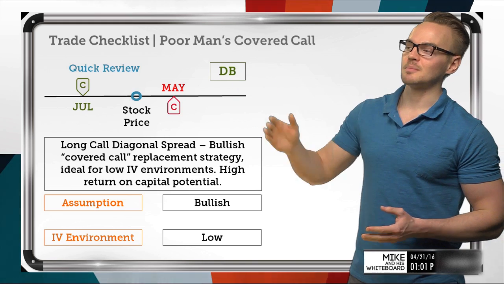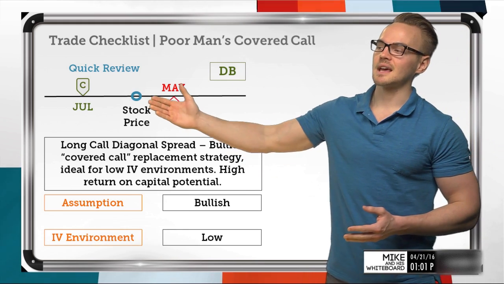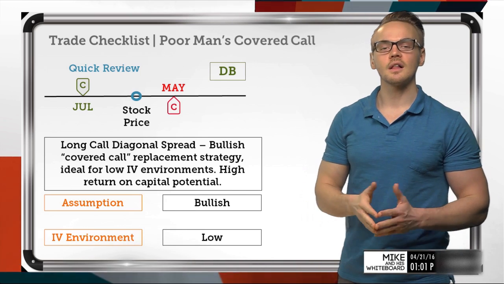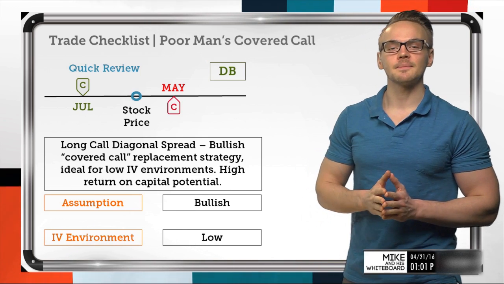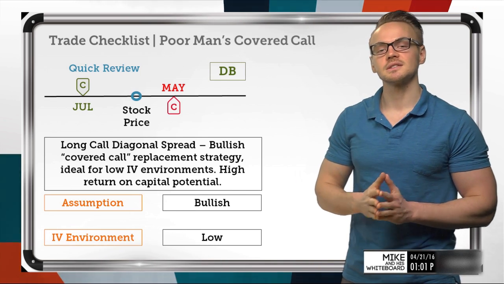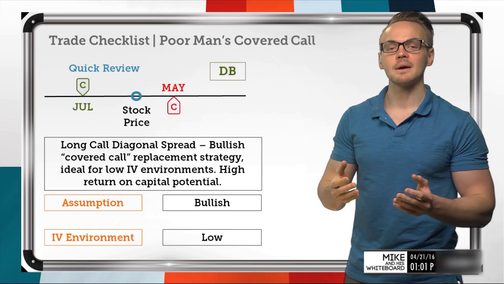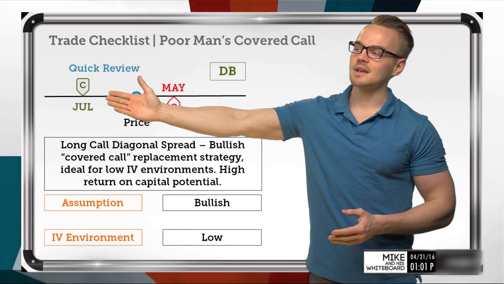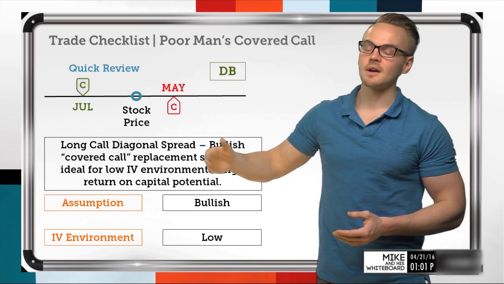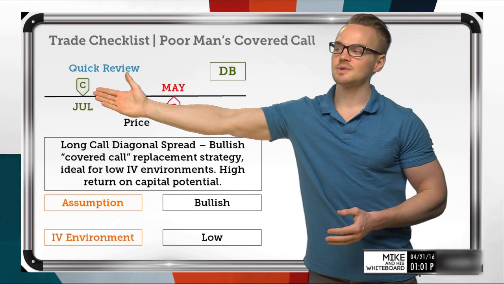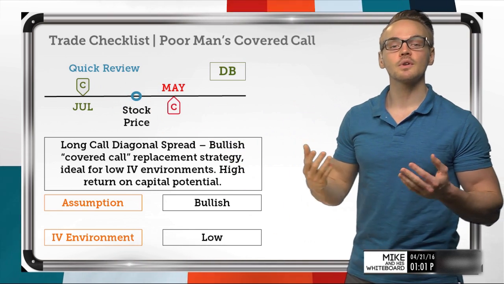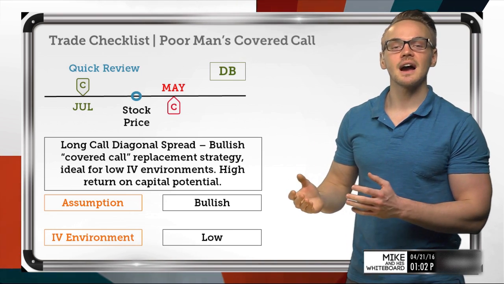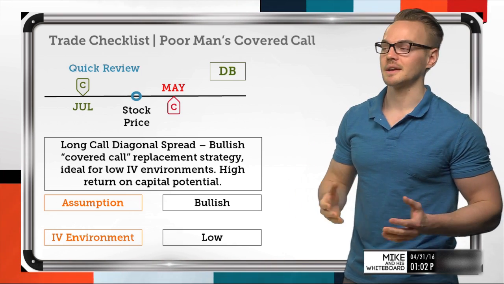So here we've got the poor man's covered call, and in this case, in the money would mean below the stock price. When we're looking at a call option, a call is in the money when it's below the stock price because a call contract is the right to buy 100 shares of stock at a certain strike. So if we can buy it down here when the stock price is trading up here, then this is going to have intrinsic value at expiration. It'll be worth something because it gives that person the right to buy shares of stock at a lower price than they could in the market.